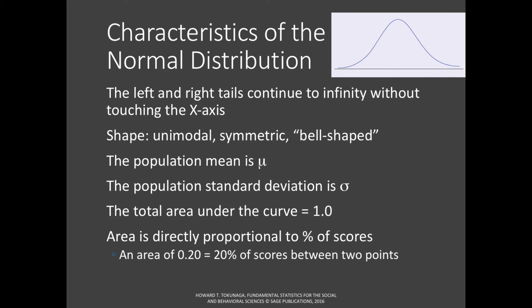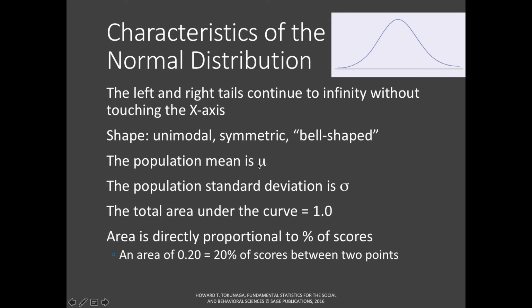Some characteristics: the left and right tails, so that's these sections here on the ends. Those are the tails. They continue to infinity without touching that x-axis, or this bottom black axis here. The shape is unimodal. That means it has one mode, it's symmetric, and it's bell-shaped. So if you can imagine a bell here, it kind of looks like a bell.